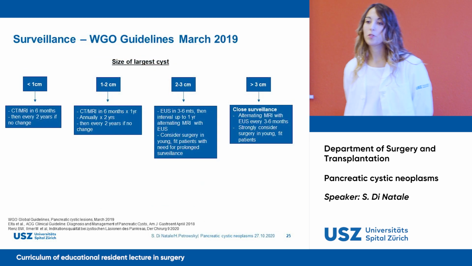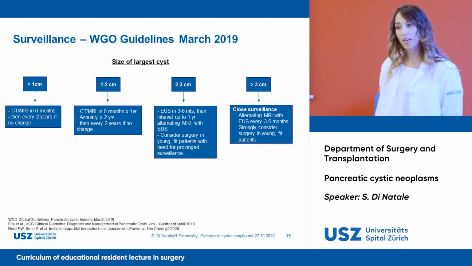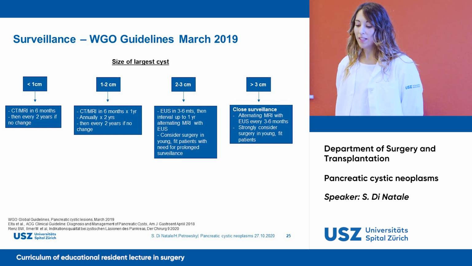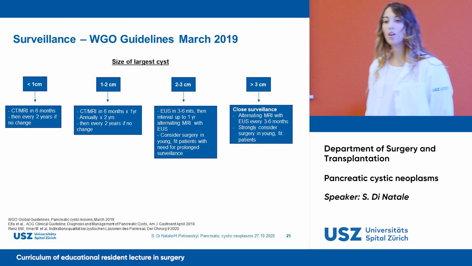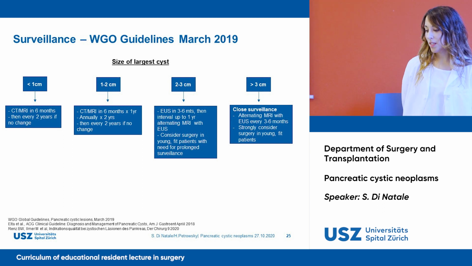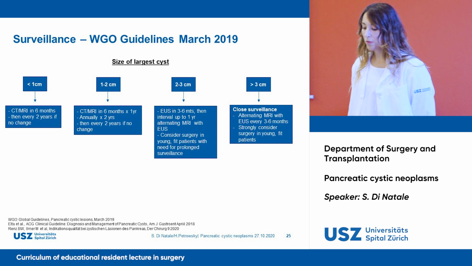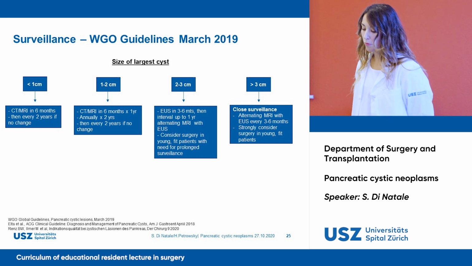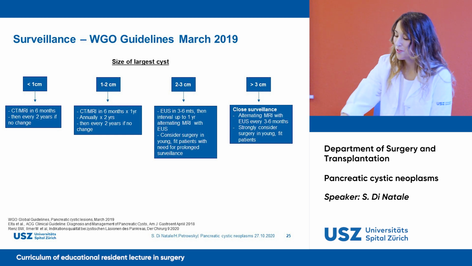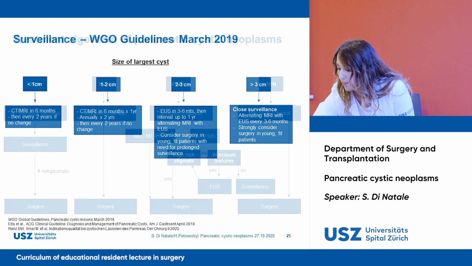Now, how closely should pancreatic cystic neoplasms with indication for observation be surveilled? As shown, the surveillance interval depends on the size of the largest cyst. If the size of the cyst doesn't change on the first surveillance images, the interval of the surveillance can be extended. A surgery should be considered in cysts between 2 and 3 centimeters of size in patients who are fit, as well as in cysts with a diameter over 3 centimeters.